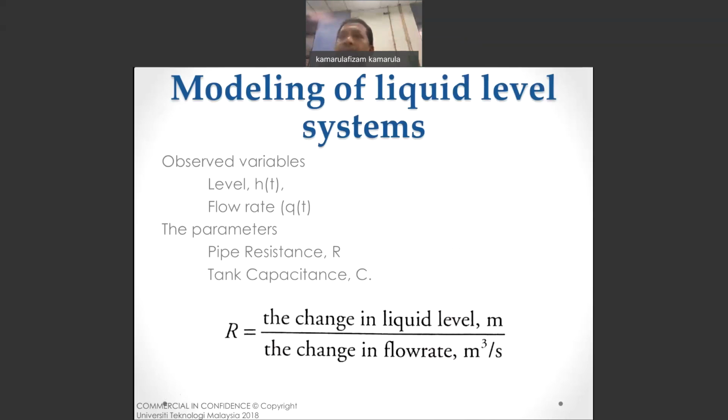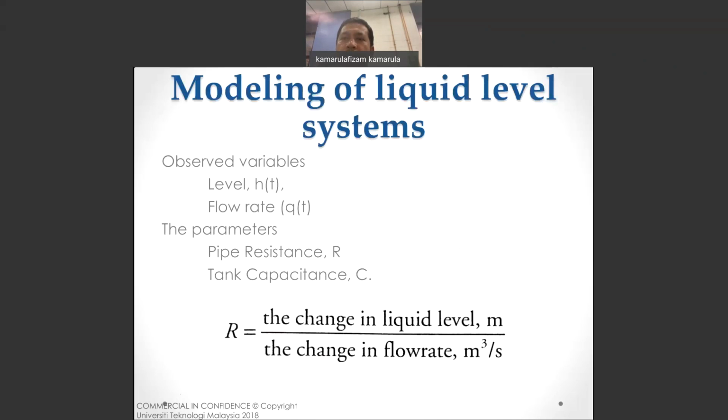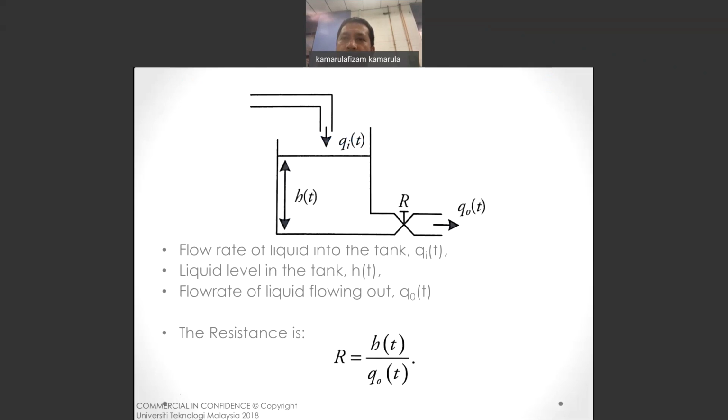the liquid level system, where you have the level H(t) and the flow rate Q(t), and the parameters are pipe resistance R and tank capacitance C. So we are still going back and forth with the same terms here. All right, so you have H(t) and Q(t). H(t) is the height of the tank, Q(t) is the flow rate.